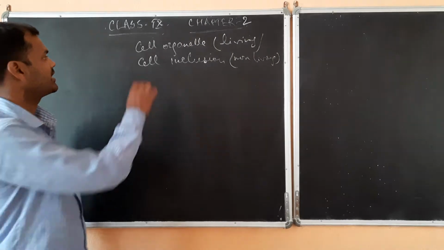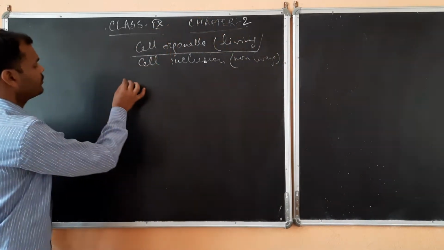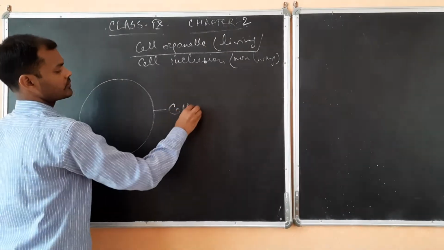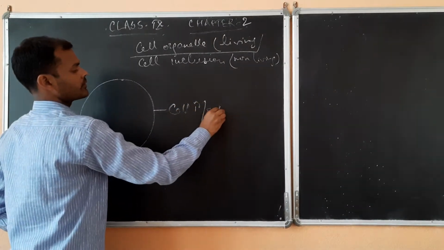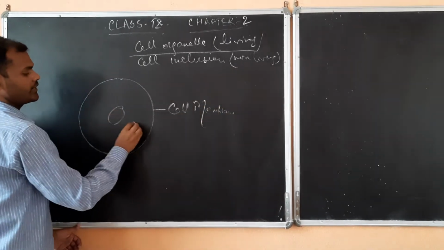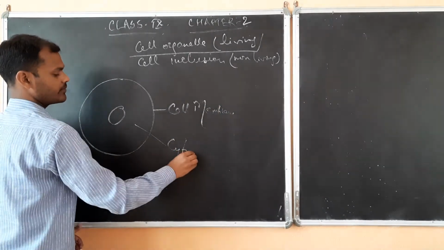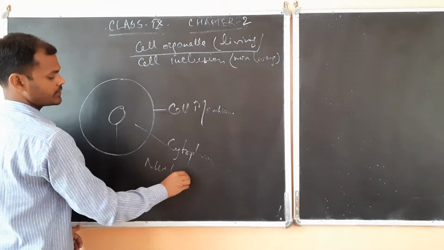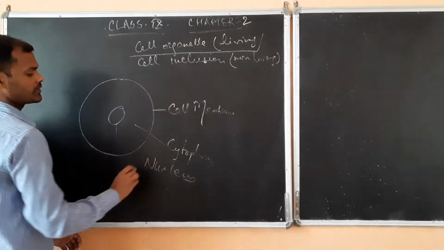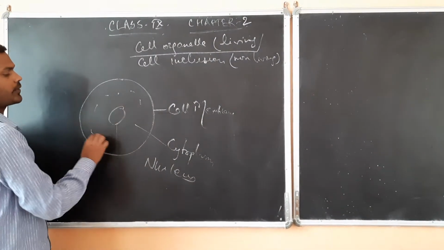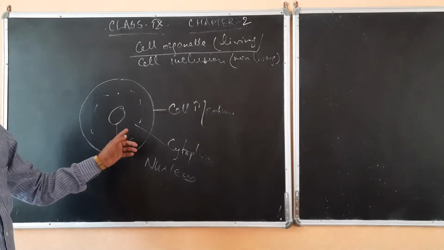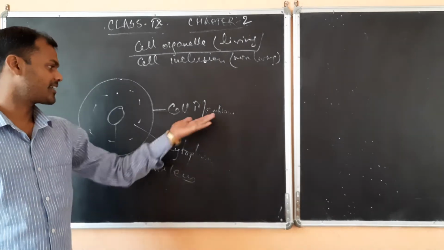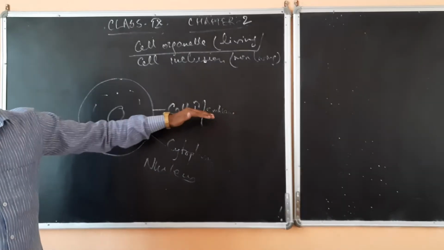Here you can see, if you have a cell, the primary part is the cell membrane, then you have the cytoplasm and nucleus. These are the basic parts of the cell. If it is a plant cell, the outer membrane is the cell wall, which is an extra membrane in comparison to the cell membrane.